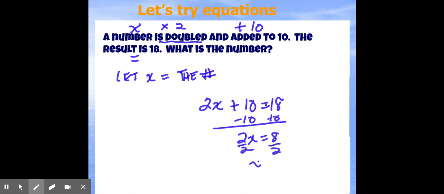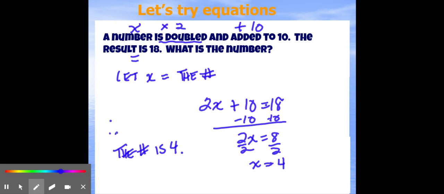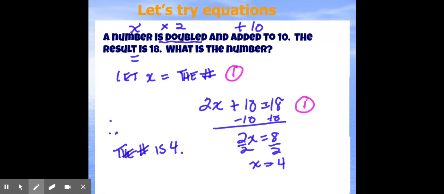x is equal to 4, but remember the question didn't say what is x, the question said what's the number. So we'll have ourselves a conclusion. The number is 4. Now, if I'm grading this thing, here's how I'm grading it. 1 point for the let statement. 1 point for the equation. 2 points for your ability to solve, and 1 point for the conclusion. So it's a total of 5 points.